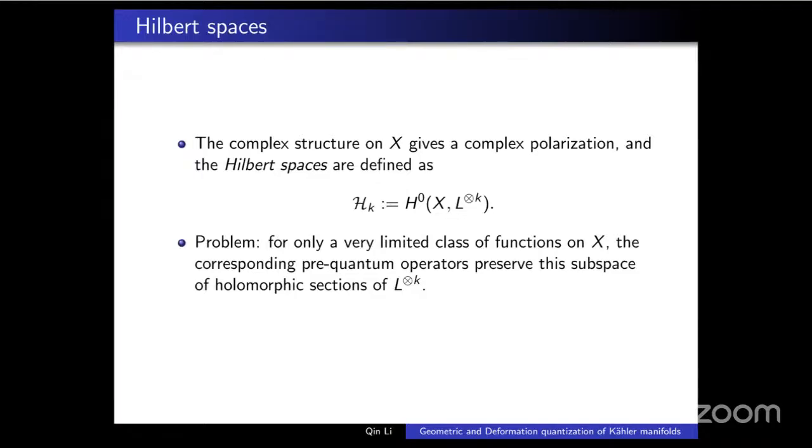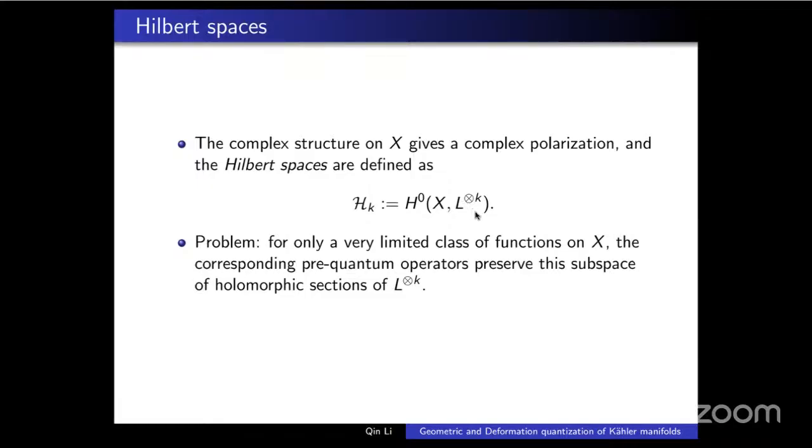Now, in the Kostant-Souriau geometric quantization picture, it is very important that we choose a polarization on this phase space. There are different choices. You can choose a so-called complex polarization, or you can pick a real polarization, and then the Hilbert spaces are defined. In this case, we choose the complex polarization, or equivalently, a complex structure making X a Kähler manifold. And then the Hilbert space is defined as the holomorphic sections of the tensor power of L.